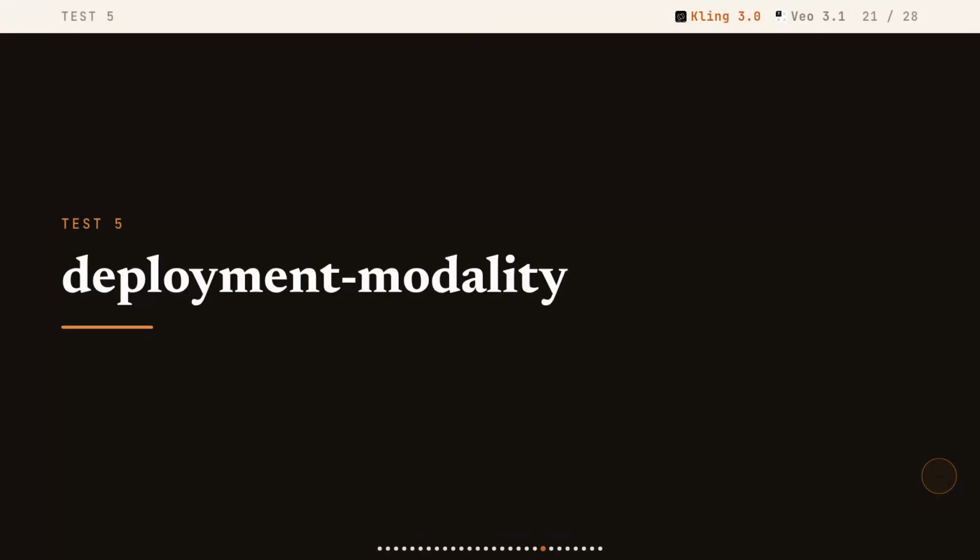Test 5, Deployment and Modality. The number that matters here is how many surfaces you can actually reach these models from, because if your stack already lives in Google Cloud and you pick the wrong tool, you're either paying for extra infrastructure or doing a full migration, and that's not a small cost.